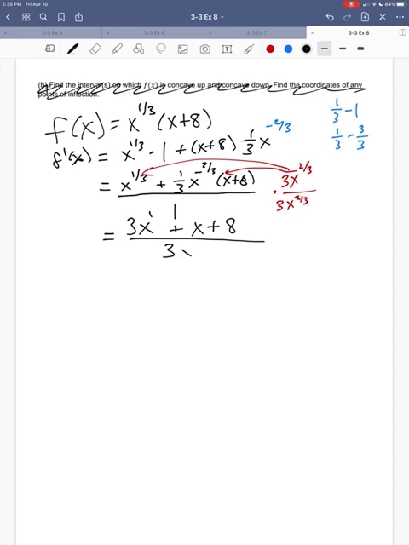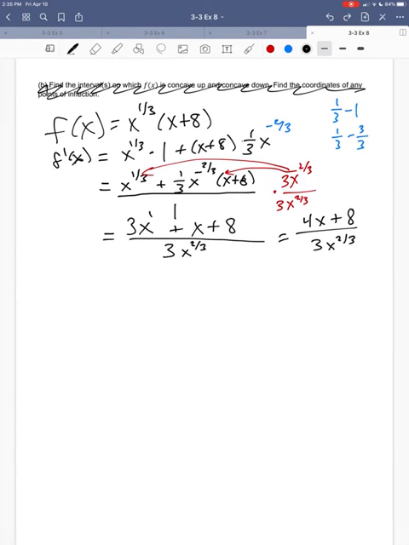And then I just get this 3x to the 2/3 in the bottom. So that's going to be 4x plus 8 over 3x to the 2/3. Okay, so that's where this first derivative comes from. To do the second derivative, I'm going to take the derivative of that. Now, this is a quotient, so I'm going to have to use the quotient rule.